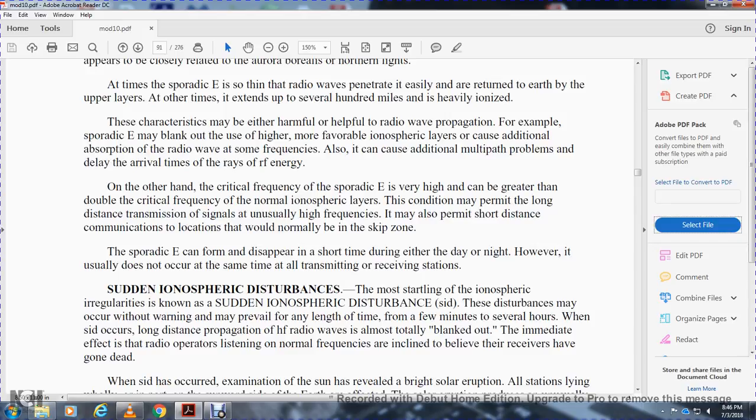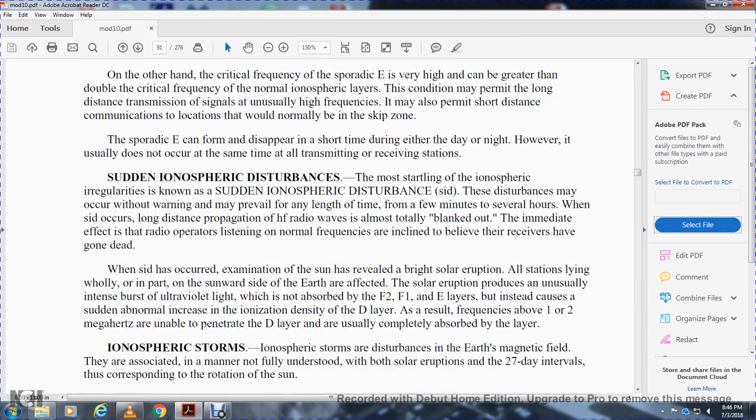The condition may permit long-distance transmission of signals at unusually high frequencies, and also permit short-distance communication to locations that would normally be in the skip zone. Sporadic E can form and disappear within a short time during either day or night. However, it usually does not occur at the same time at all transmitting and receiving stations.